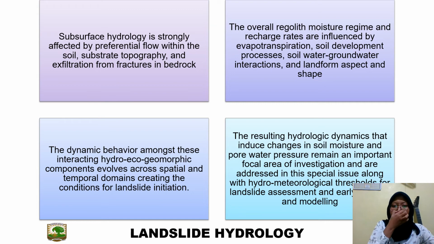The dynamic behavior amongst these interacting hydroecogeomorphic components evolves across spatial and temporal domains, creating the conditions for landslide initiation. The resulting hydrologic dynamics, which include changes in soil moisture and pore water pressure, remain an important focal area of investigation and are addressed in the spatial issues along with hydrometeorological thresholds for landslide assessment and early modeling.